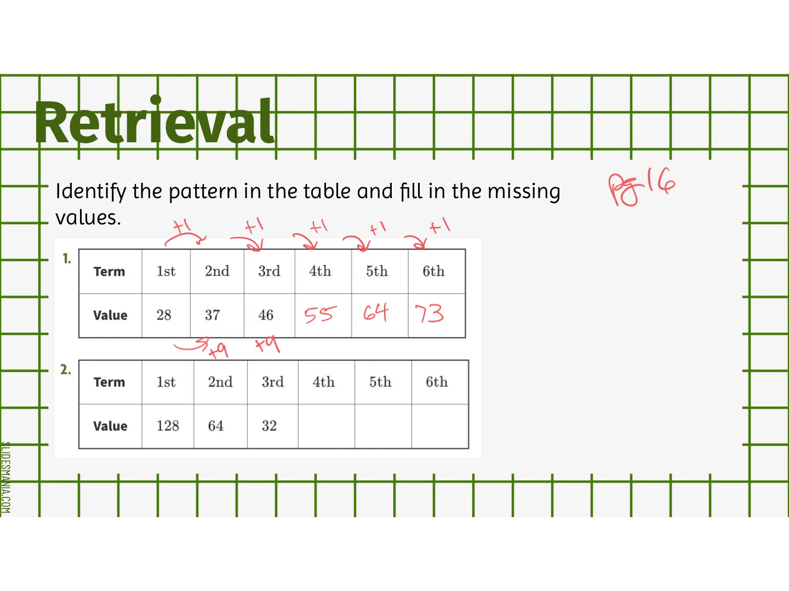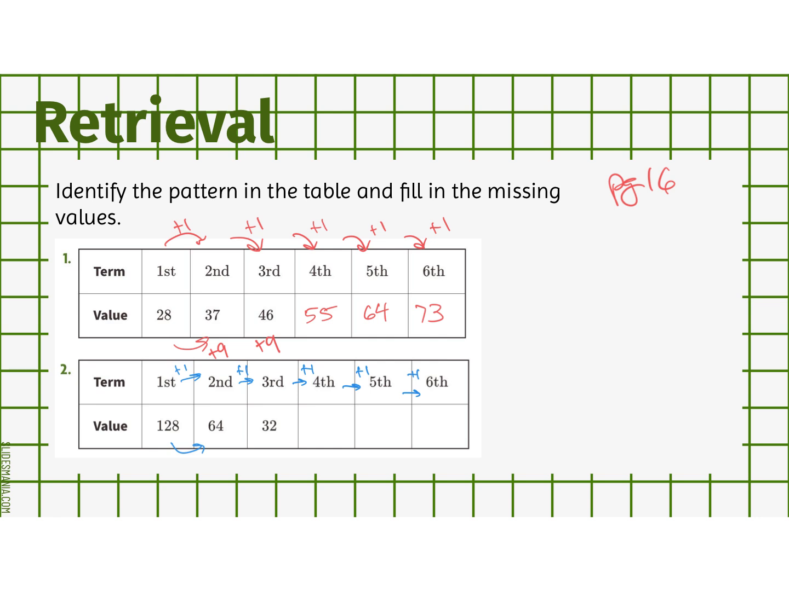Let's look at number 2. Again, we're adding 1 on the top. So we're trying to find the slope of this pattern, or of this table. So how do we go from 28 to 64? Okay, that's going down. All right, so number 2 is a little bit different.